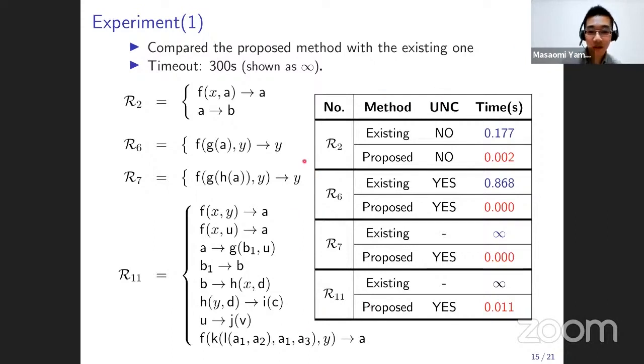Look at R6 and R7. The difference between R6 and R7 is only one height of the roof, but the existing procedure didn't terminate for R7 because the number of candidates for a counterexample increased so much. On the other hand, our new procedure terminated in a moment.